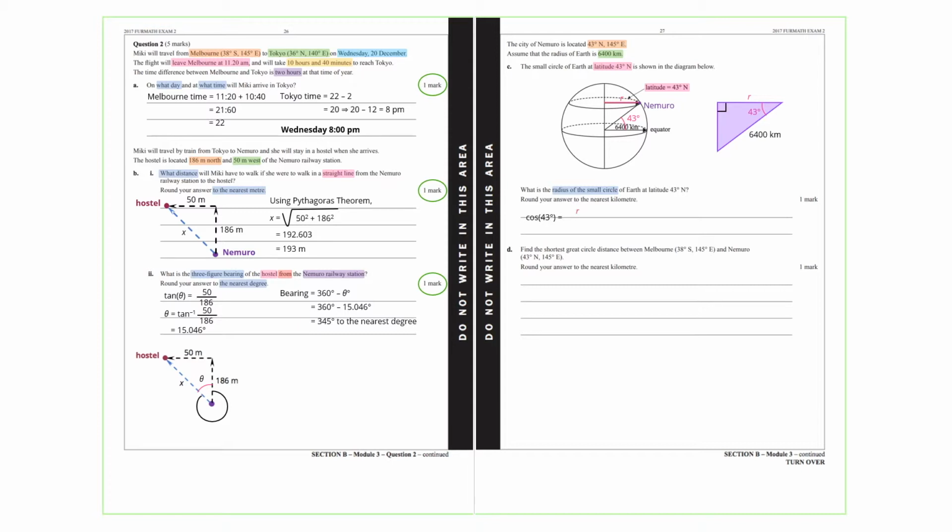So cos 43 degrees equals radius over 6,400. So the radius equals 6,400 times cos 43 degrees, and correct to the nearest kilometer, this is 4,681 kilometers. This question is worth 1 mark for the correct answer.